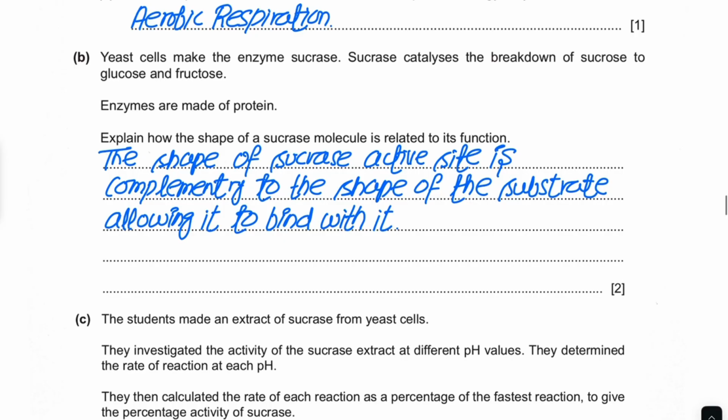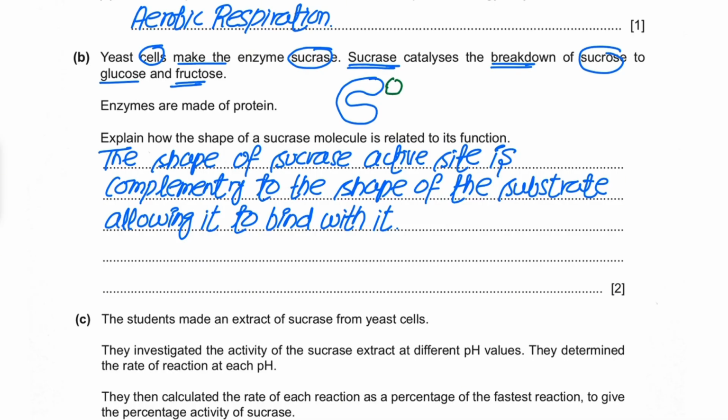Now they say that the yeast cells make the enzyme sucrase, and the sucrase would break down the sucrose into glucose and fructose. Like if we were to have this sucrase enzyme, and if the sucrose would bind into it, the sucrose basically has two monosaccharides linked with one another.